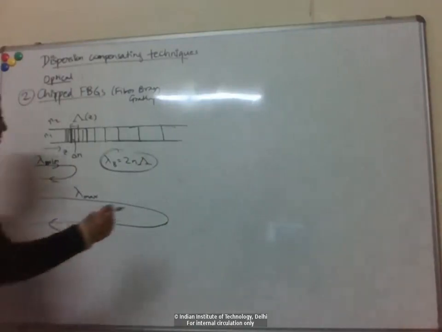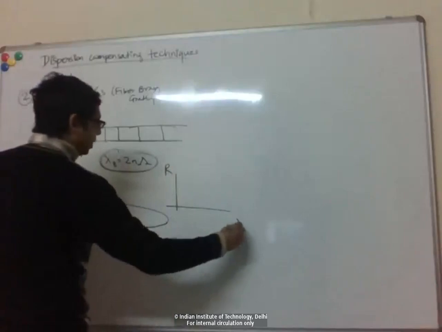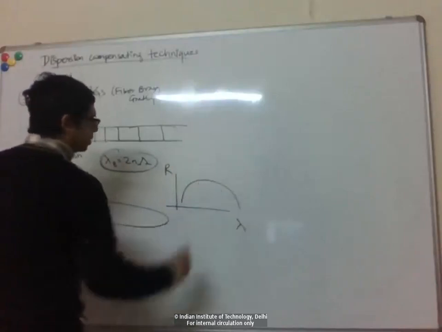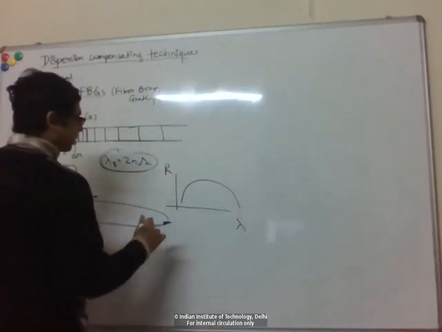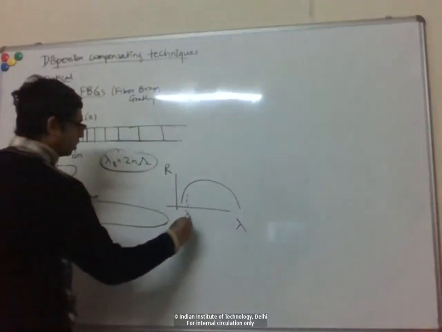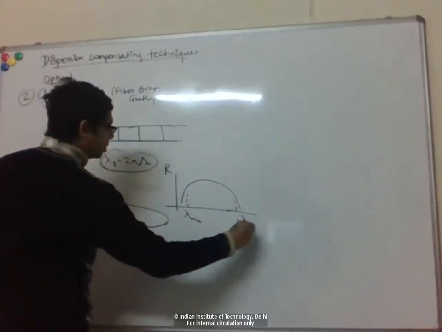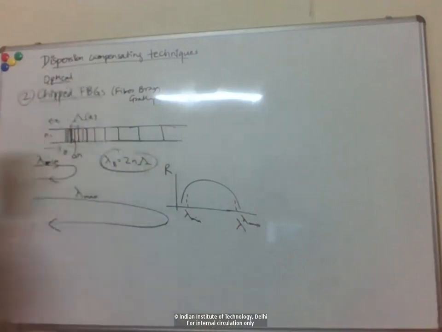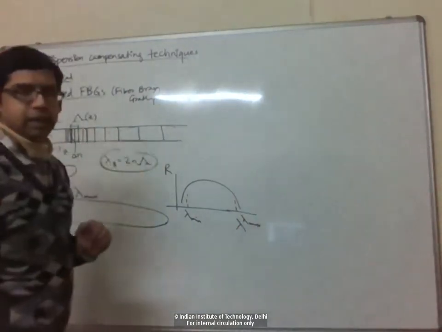Okay, so now if you look at the reflectivity spectrum versus wavelength, it will be much broader than the constant period grating, right? Because now there's a range of wavelengths which will be reflected, from lambda min to lambda max, right? So that again depends on how much I've changed the period of the grating.